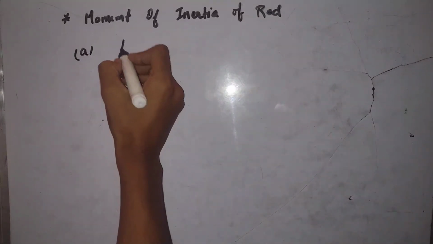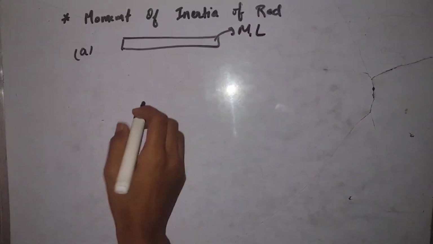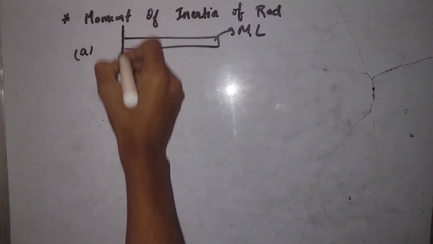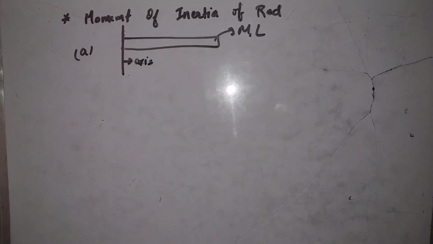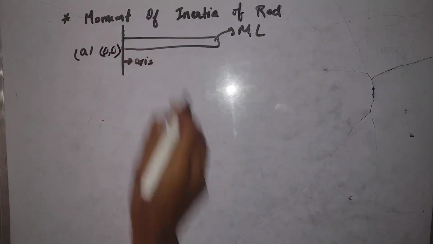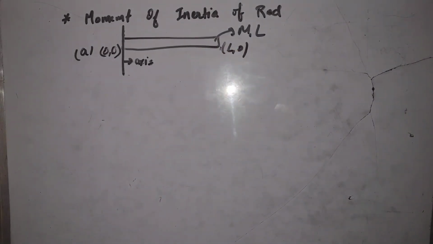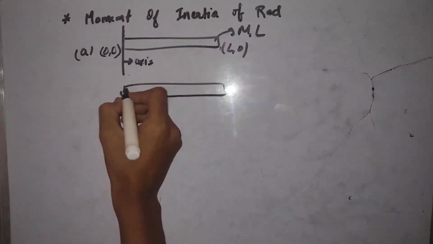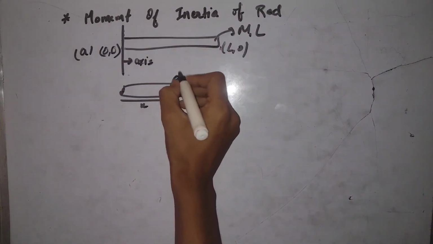So the first case is again a rod of mass m and length L, and we have to calculate the moment of inertia along this axis. This is the axis. We can call this point 0, 0, 0, and this point L, 0. To find the moment of inertia, we will move a certain distance x in this rod, and we'll take a differential element dx.